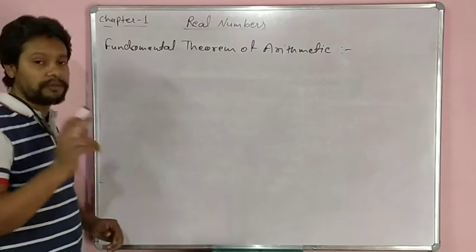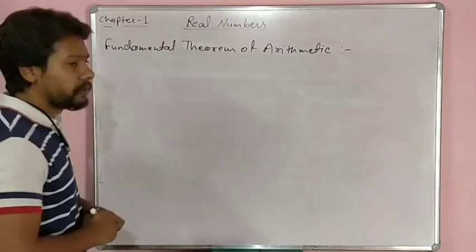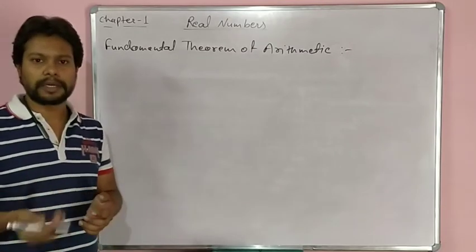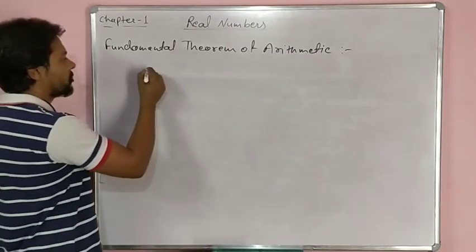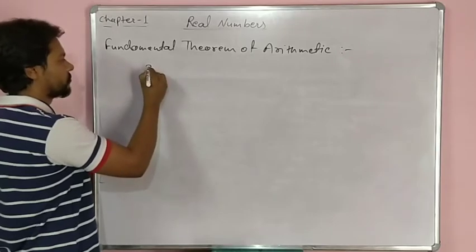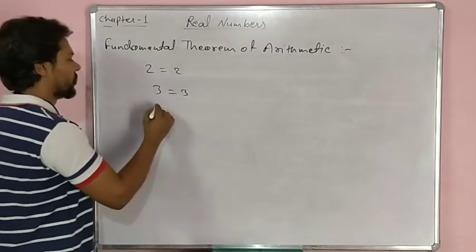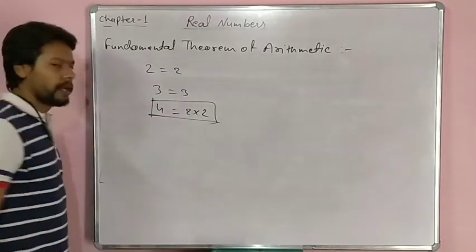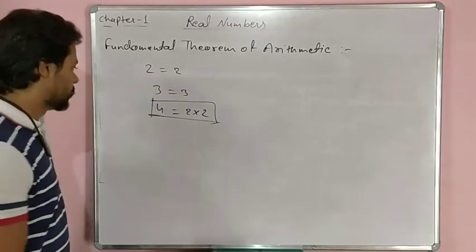For example, first of all, let me explain what a composite number is. A composite number is one which has two or more factors other than one. Like if we talk about 2, what is its factor? Its factor is 2 itself, other than 1. 3, 4, which is 2 into 2. It's a composite number. Why? Because it has factors other than 1.